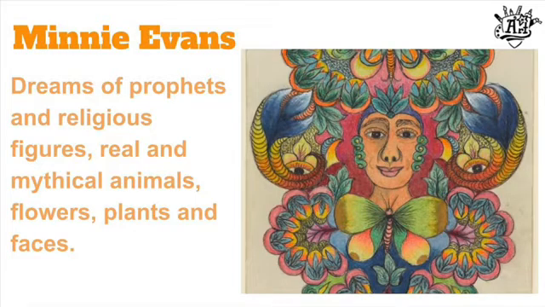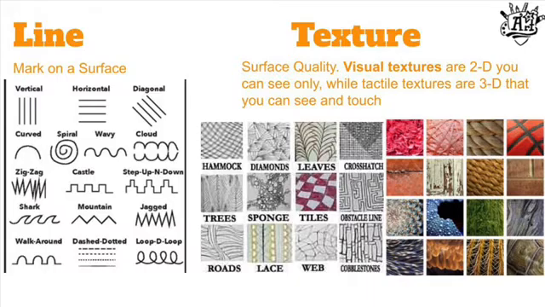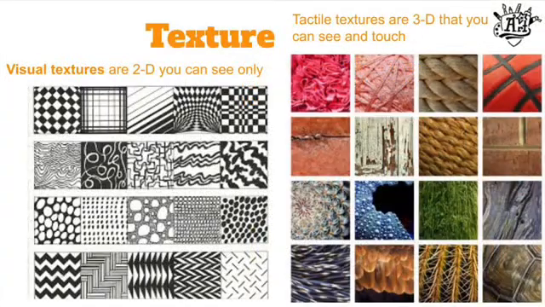The elements of art that we're using today are line and texture. Line is a mark on a surface, and texture is about surface quality. You can have visual textures that you draw or real textures that you could see and touch.